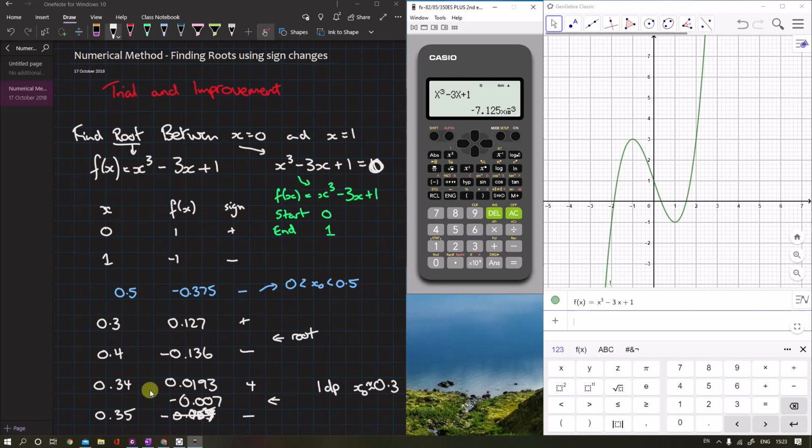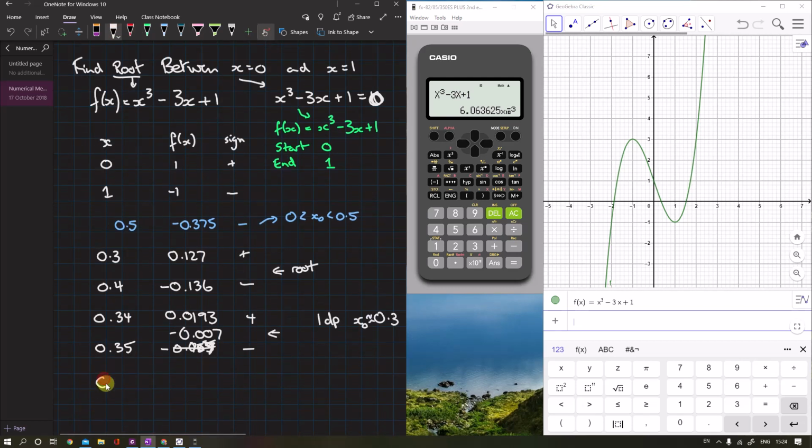If I wanted to find between 0.34 and 0.35, which one is better? 0.345 is the number right in between. Store that into my memory X, and then step up to find the equation and calculate that one. And this is positive. And because that's positive, what I can say in my answer, 0.345, it's definitely positive at 0.006.